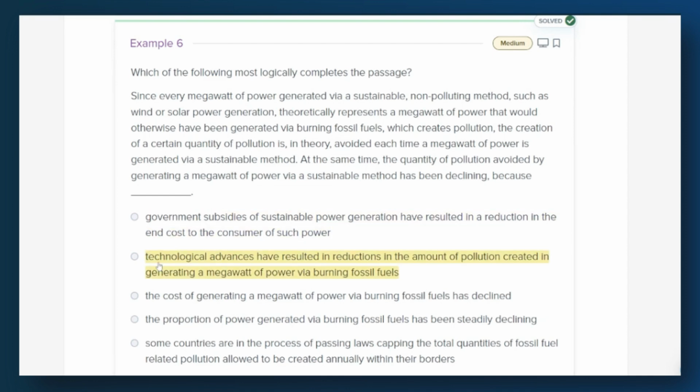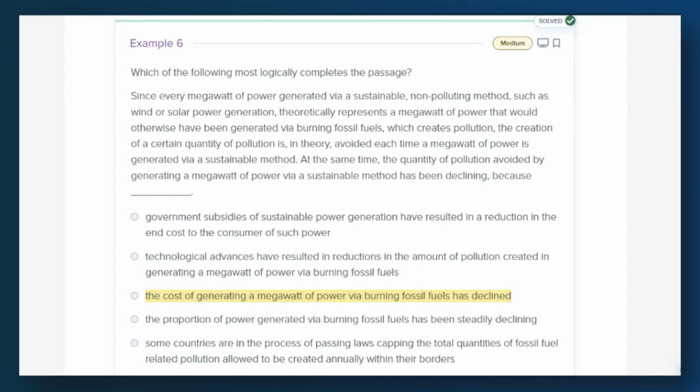Because B, technological advances have resulted in reductions in the amount of pollution created in generating a megawatt of power via burning fossil fuels. Ta-da! This is what I was thinking when I read the prompt initially. So this is my favorite answer so far.